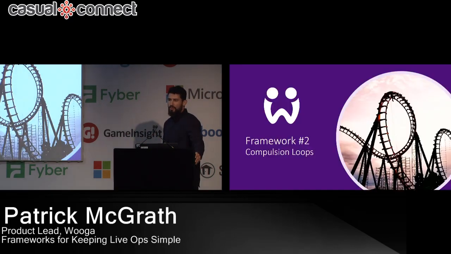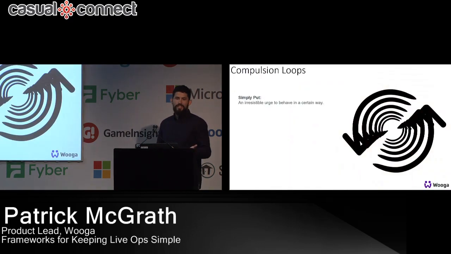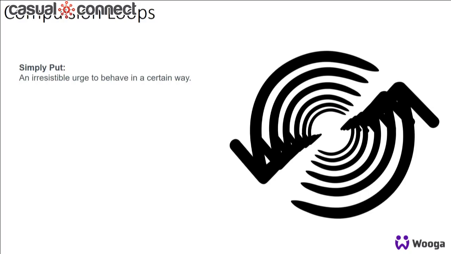So that brings us to our second framework, which is compulsion loops. I know talking at work, there are some people that just don't like the word compulsion. It doesn't have a nice ring in their ears. But from a scientific standpoint, compulsion loops are just the irresistible urge to do something or behave a certain way. And this is what we want to get players to do in our games.